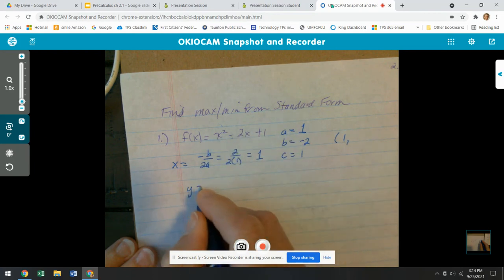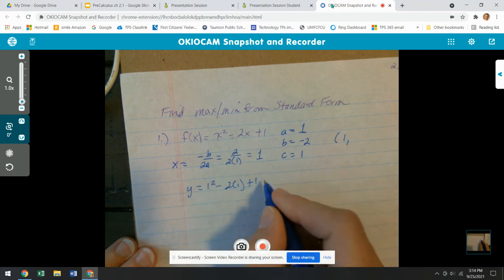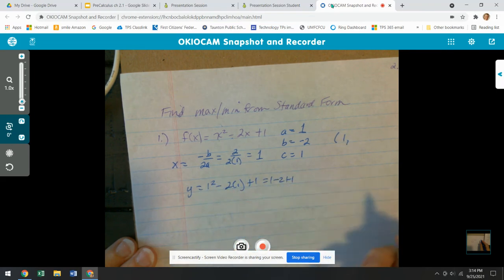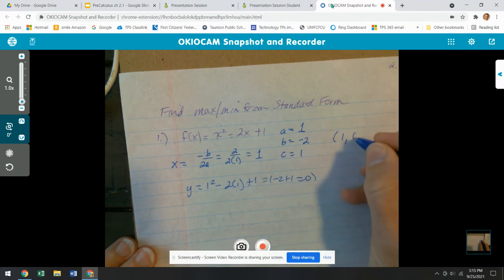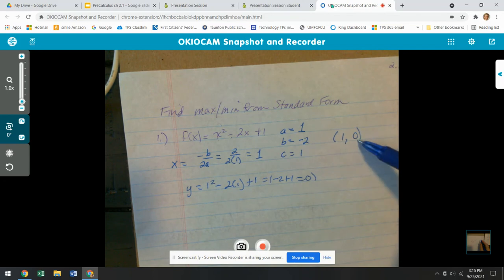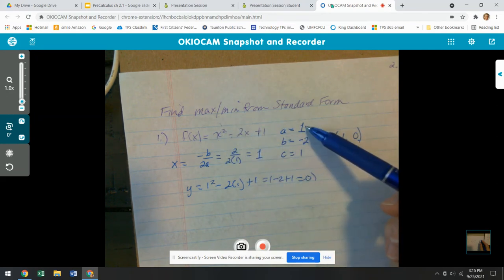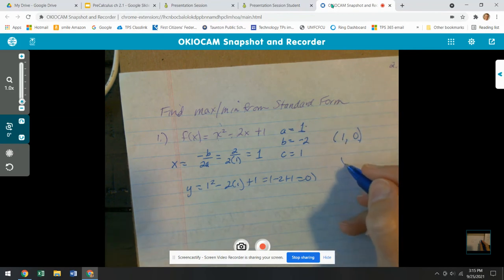So for the y value, we're going to have 1 squared minus 2 times 1 plus 1. So that's 1 minus 2 plus 1, which will give us 0. So our vertex for this parabola happens at (1, 0). If I asked you which direction or what was the orientation of this parabola, look at the x squared term. Again, our a value is 1, so that's positive. So our parabola would have an orientation of opening up.